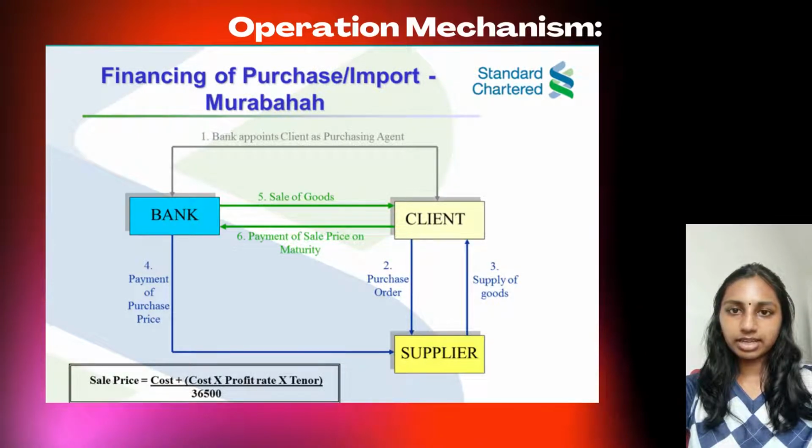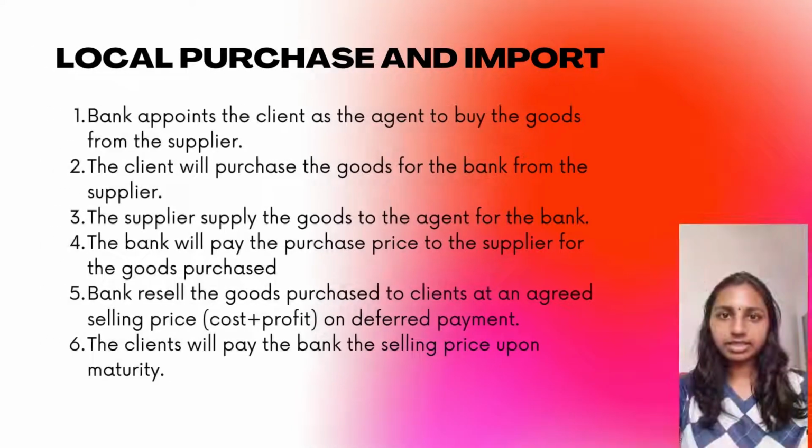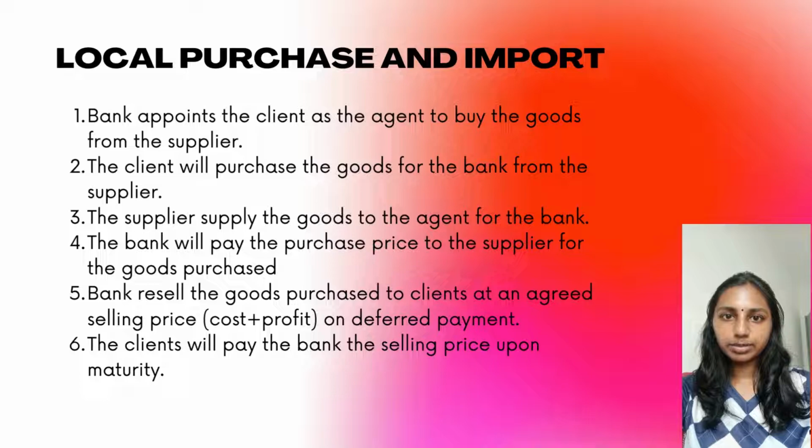Let's look at the next slide and I will explain the process one by one. As we can see in the diagram, the bank appoints the client as a purchasing agent. The client will purchase the order for the bank through the supplier, and the supplier will supply the goods to the bank's agent.